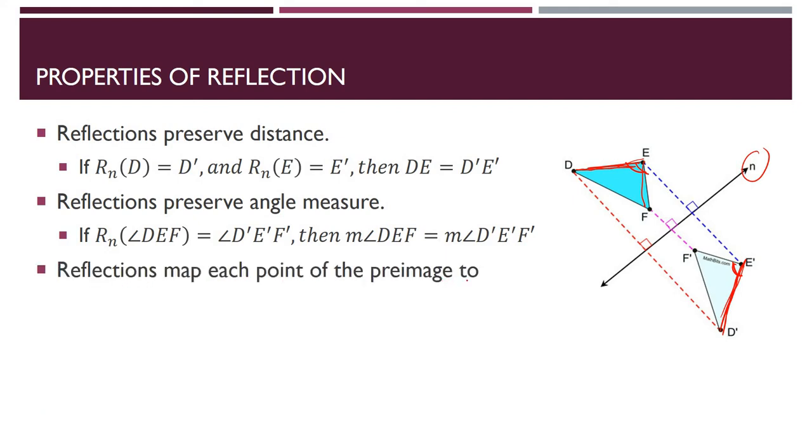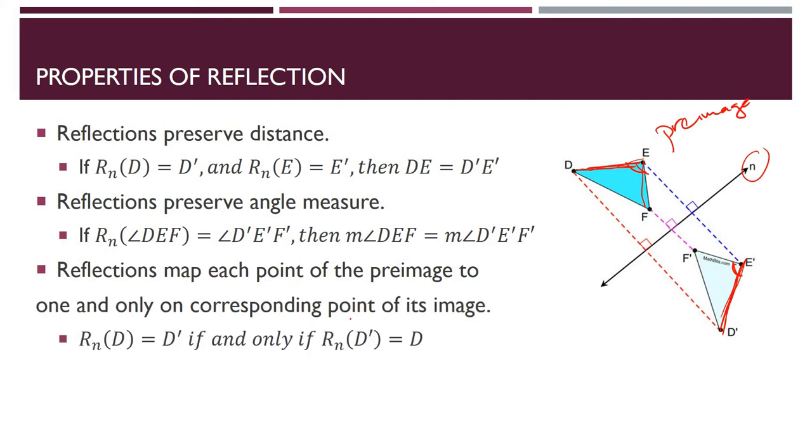Reflections map each point of the pre-image, remember, our pre-image is what we start with, to one and only one corresponding point of the image. So the reflection over line N of D equals D prime if and only if the reflection over line N of D prime equals D. So the reflection from D to D prime would be the same as if I started at D prime and did the reflection to D.